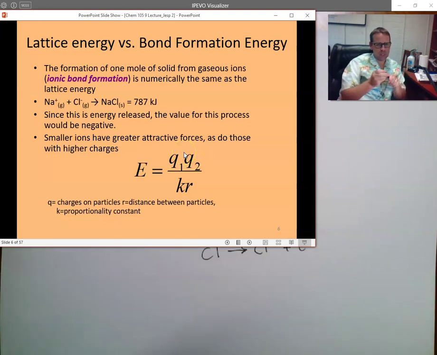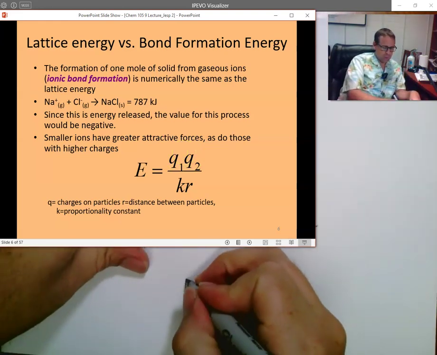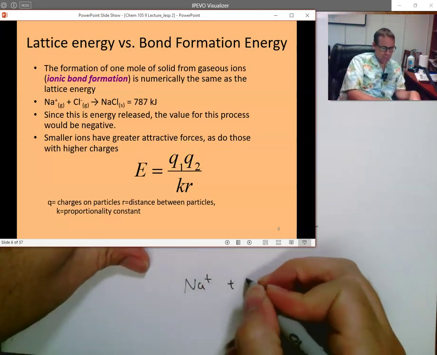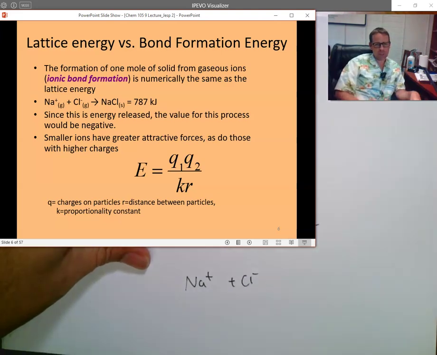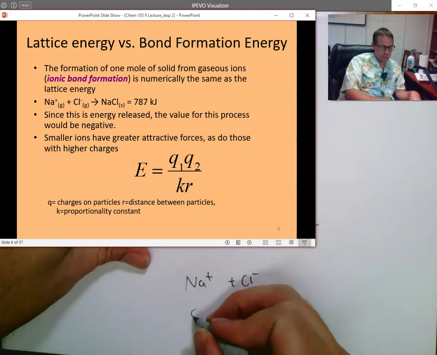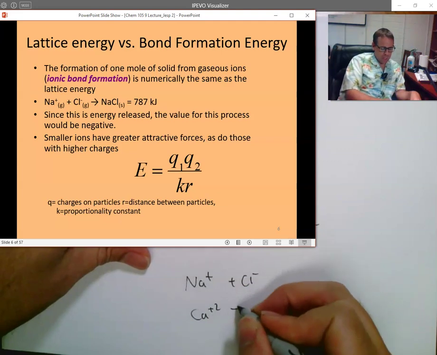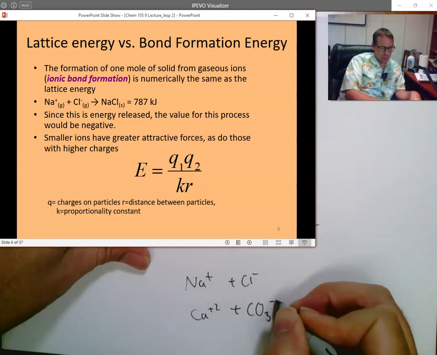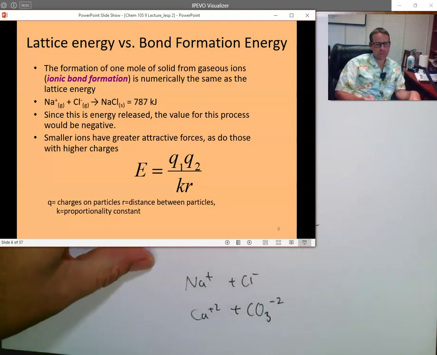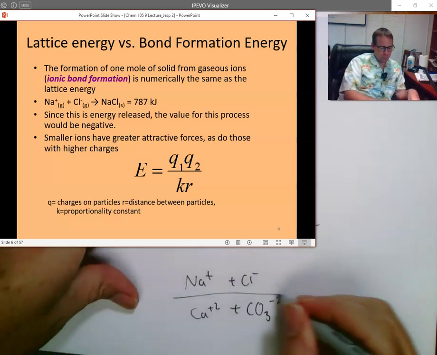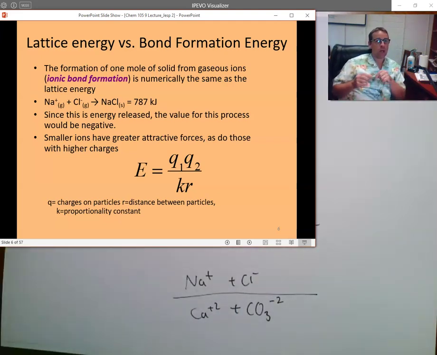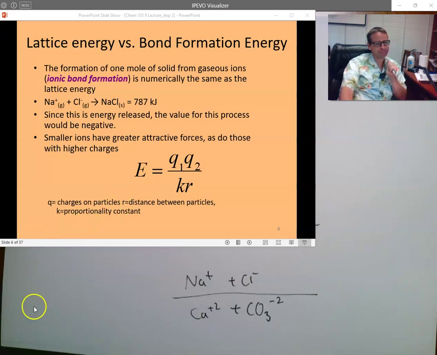So if we're looking at something like sodium combining with chlorine, there's some energy there. But if we look at something like calcium combining with carbonate, right? Top or bottom, which one will have a greater lattice energy? Whose turn is it? Kylie. Top or bottom, which one will have the greatest lattice energy?